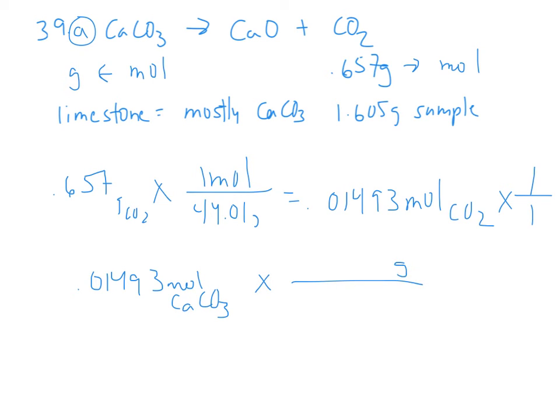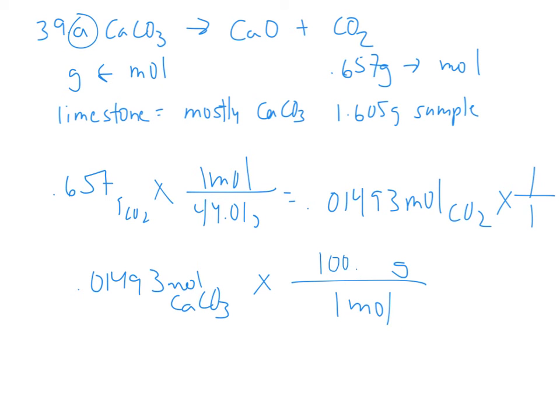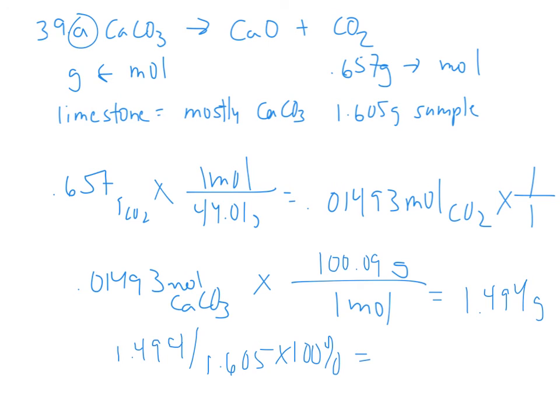So then if I find the molar mass of calcium carbonate, I get 100.09. Go ahead and multiply that by the 0.01493, and I'm coming up with 1.494 grams. And so now if I set my percentage, 1.494 out of the 1.605 times 100% means we're looking at 93.1% calcium carbonate.